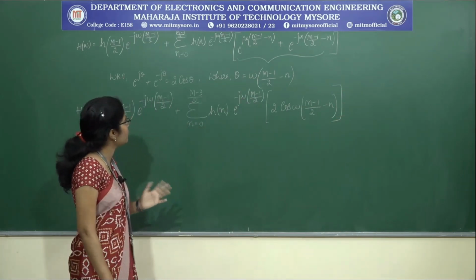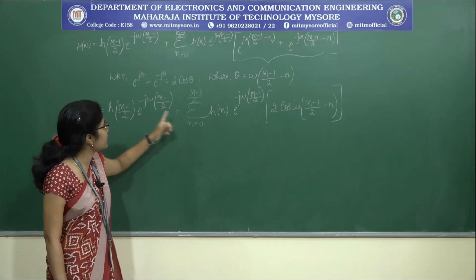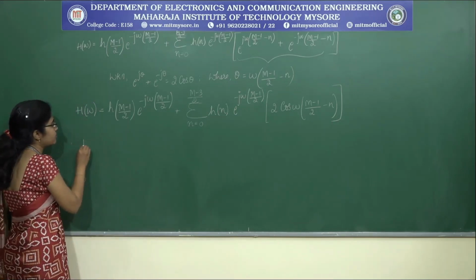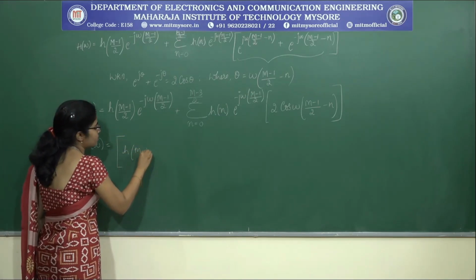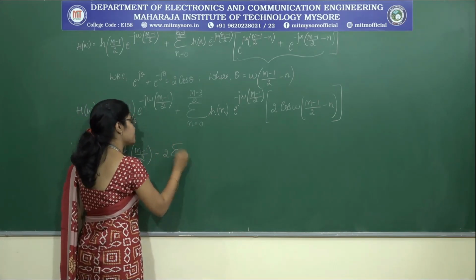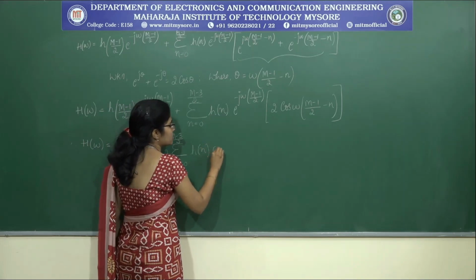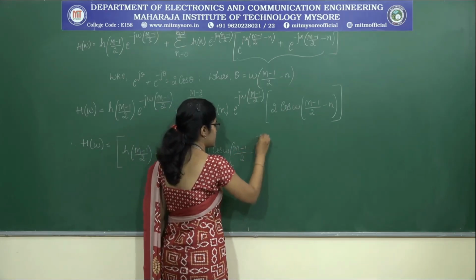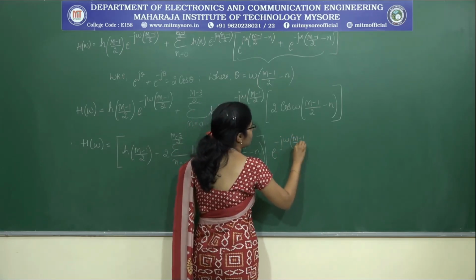Okay. Now in the next step, I can rewrite this 2 outside the summation. Similarly, in these two terms I can take e power minus j omega (m minus 1)/2 as a common factor. Therefore, H of omega is equal to [h of (m minus 1)/2 plus 2 into summation n ranges from 0 to (m minus 3)/2 of h of n cos omega ((m minus 1)/2 minus n)] into e power minus j omega (m minus 1)/2.